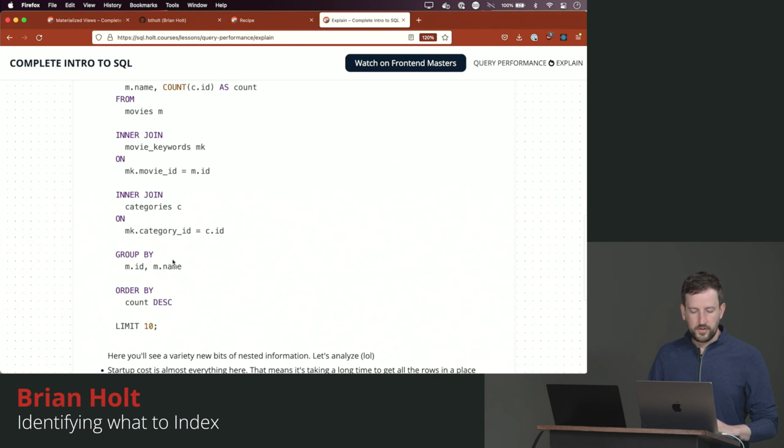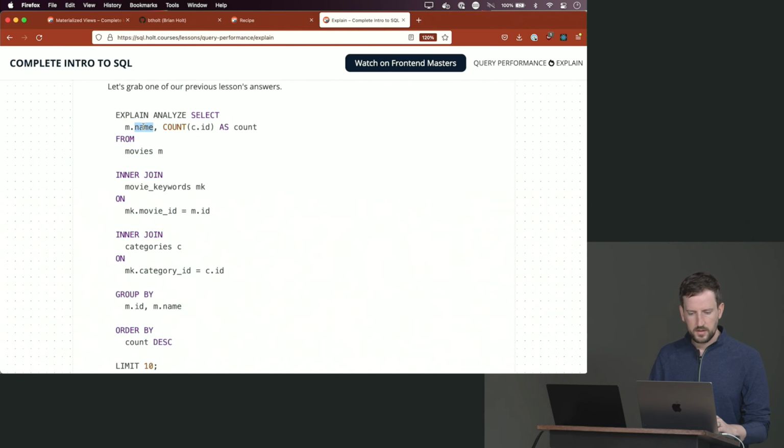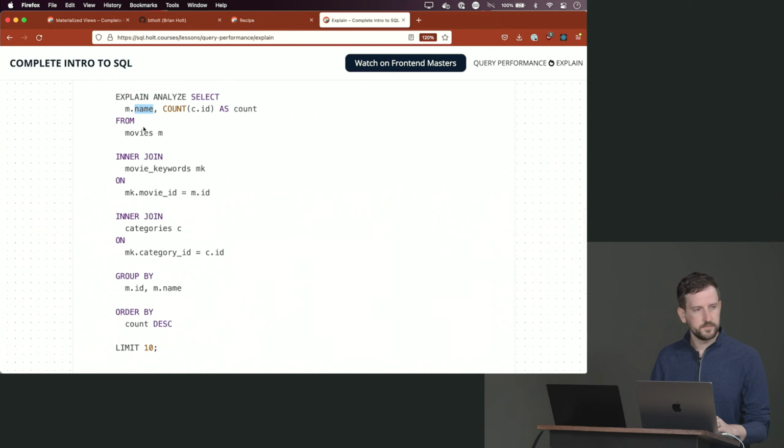So I just wanted you to see a much more complicated query. I'm trying to remember what this one is. This might be one of the answers to one of the previous ones. Yeah, this is the movies with the most categories, I think. It is. So let's do an explain analyze on this, because this is obviously going to do a lot more.